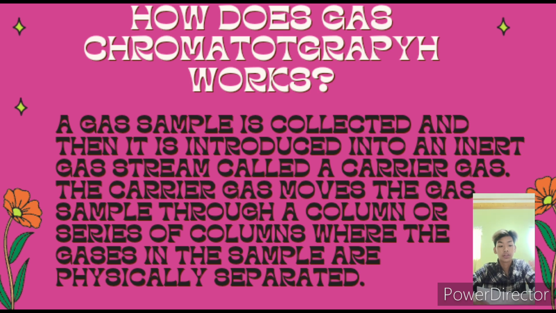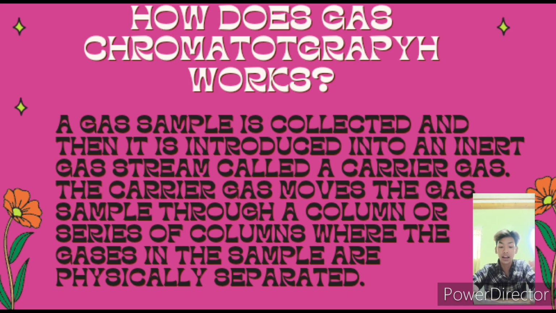So, how does it work? A gas sample is collected and then it is introduced to an inert gas stream called a carrier gas. It moves the gas sample through a column or series of columns where the gases in the sample are physically separated. So, in here, the sample is dissolved in solvent and vaporized in order to separate the analytes, to distribute the sample between two phases. It is the stationary phase and the mobile phase. The separation of volatile compounds.